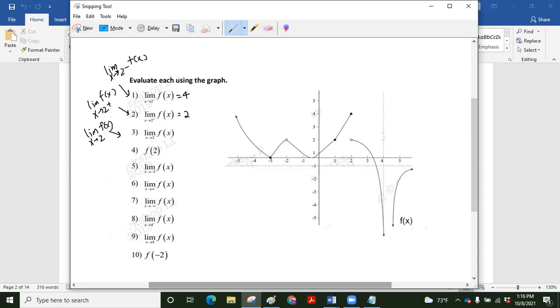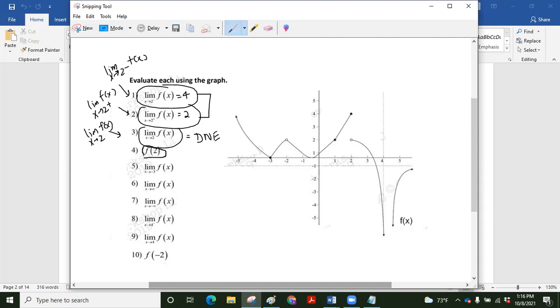So the limit as x approaches 2 of f of x, well, we know that the limit as x approaches 2 from the left is 4, and we know that the limit as x approaches 2 from the right is 2, which means that the limit as x approaches 2 from the left does not equal the limit as x approaches 2 from the right. Therefore, we're going to say that the limit as x approaches 2, the general limit, does not exist.